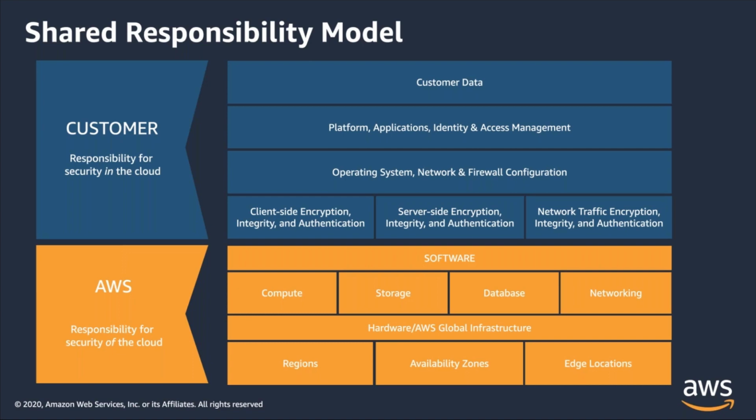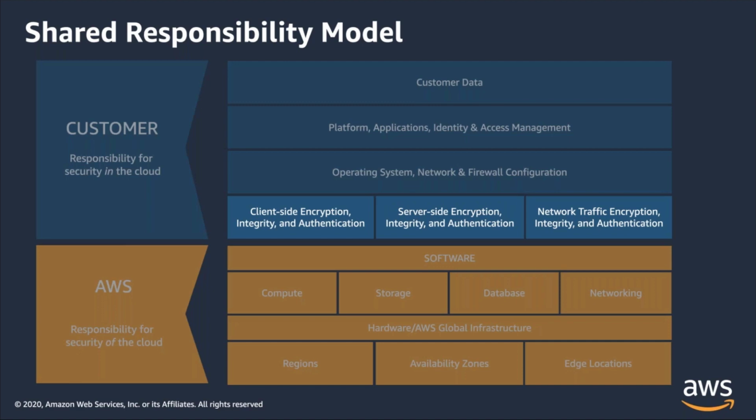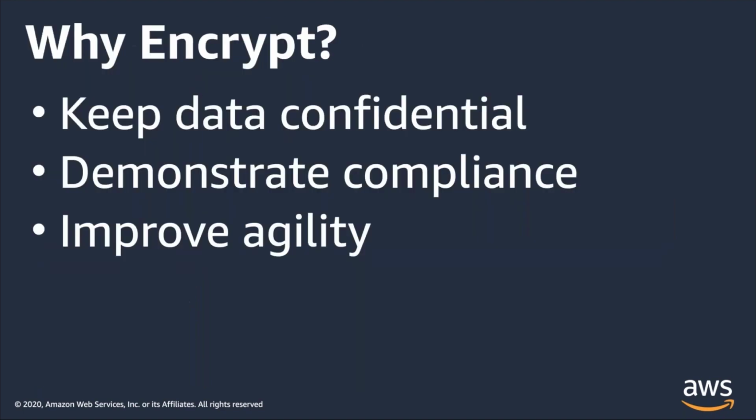But if you look in the customer portion, at the bottom row, you'll notice that we highlight client-side, server-side, and network traffic encryption. So a lot of our security conversations happen about customer data at the top row, or platforms and applications that customers deploy and the operating systems they're using, et cetera. But one thing that doesn't get a lot of airtime is how to deploy client-side, server-side, and network traffic encryption, and what the difference is between these different components. So why would you encrypt, and why would we include this in the customer side?